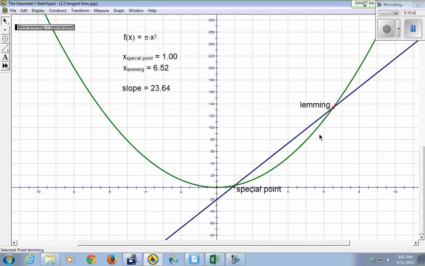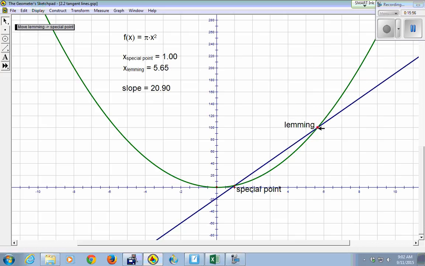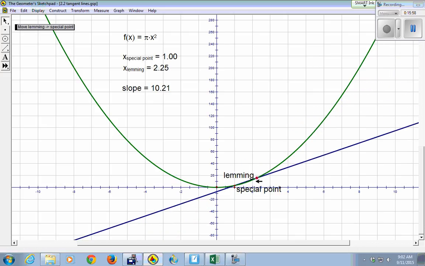We often do it to the right. That's sort of more common. So the lemming, this is going to be point A. This distance from here to here is h. And then we make that distance smaller and smaller and smaller, and we approach a tangent line.